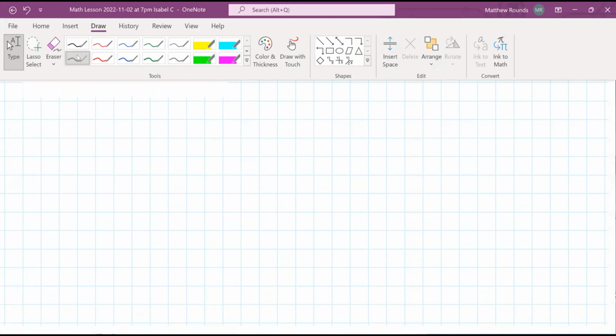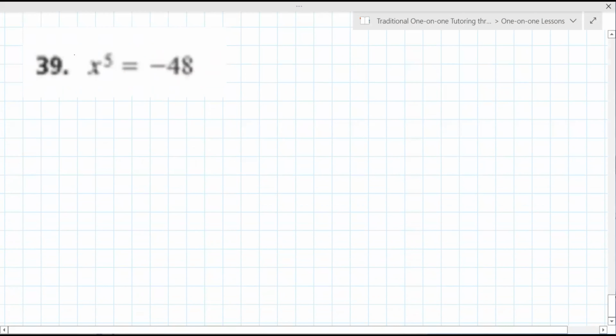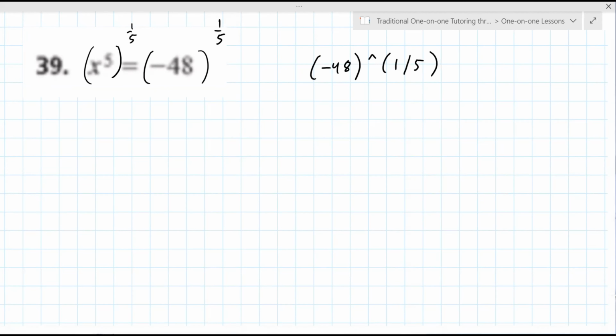All right, in some ways this question is much easier than the previous one, because you just need to undo the power of 5. And how do you undo a power of 5? You raise it to the 1/5 power. Now, on the right, you have to do it in parentheses, to be completely correct: negative 48 caret 1/5, like this.